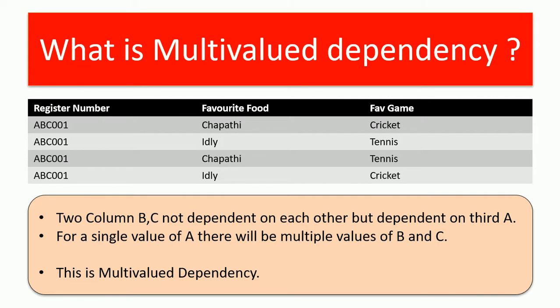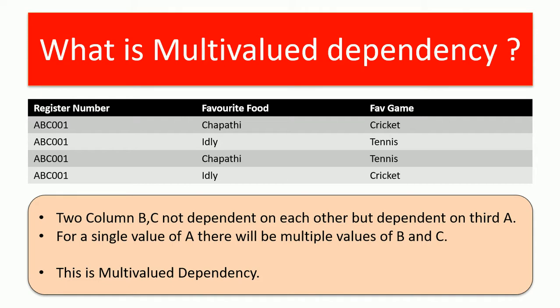So we have rewritten the table by removing the second register number. Just to make the table simple and understandable, we have removed the ABC002 record alone and rewritten ABC001 with all possible combinations of food, because favorite food and favorite game are not dependent, and so to make the table meaningful, we need to rewrite. So we have rewritten with all possible combinations of favorite food and favorite game for a single student here. So this is the place where multi-value dependency happened.